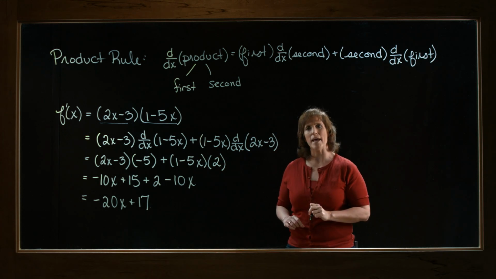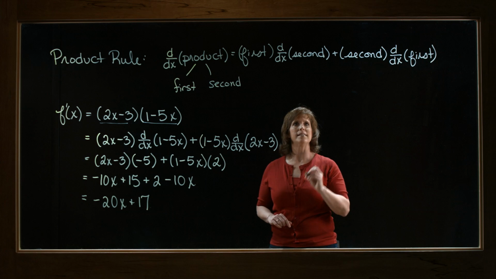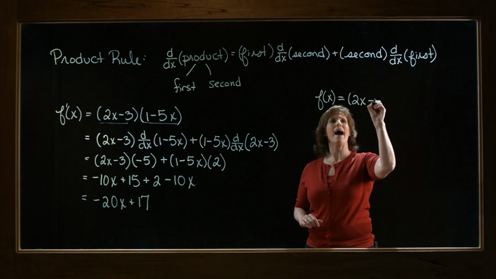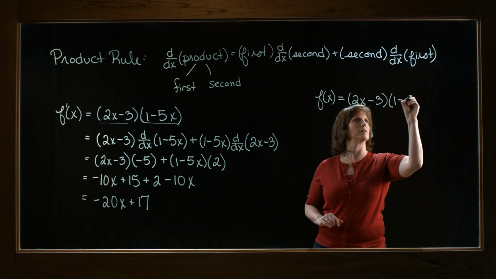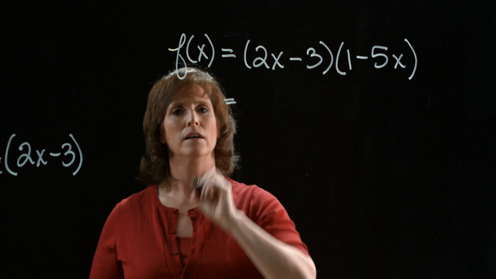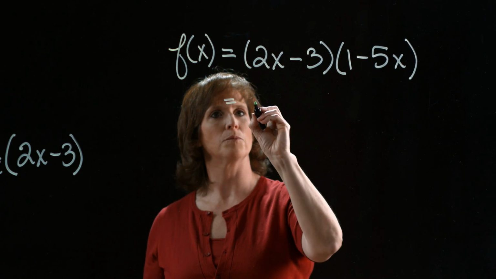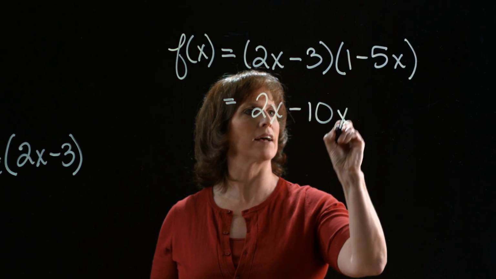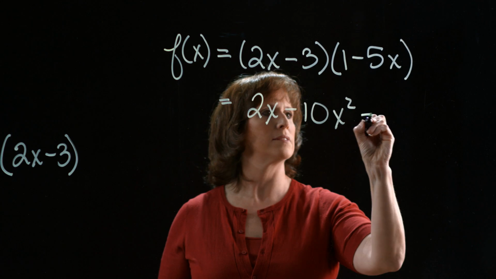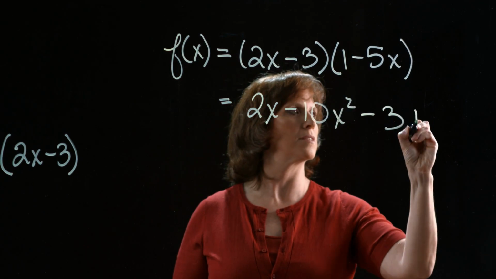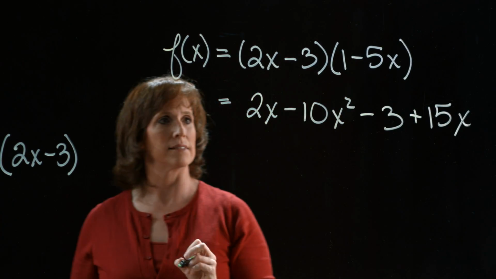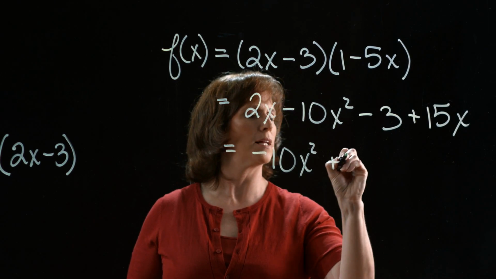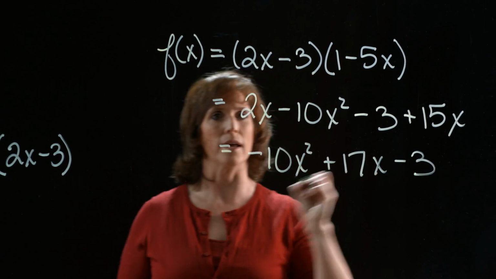Now, this is not the only way to do this particular problem. Let's say that I begin by multiplying out my two terms using FOIL. My first terms multiplied together give me a 2x. My outside terms, a minus 10x squared. Inside terms, a minus 3. And the last terms, a plus 15x. Combining like terms, I have a minus 10x squared plus 17x minus 3.